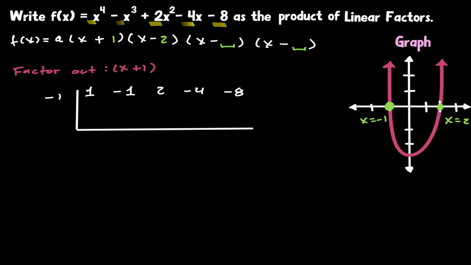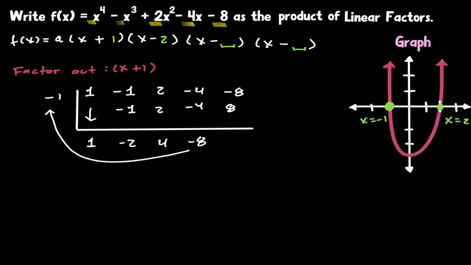Now let's perform synthetic division. Let's bring down the 1. Let's multiply by the outside number, which is -1. And let's combine our result, which is going to give us -2. Let's repeat the process. -2 times -1, that is +2. Let's combine them. That's going to give us 4. Let's repeat the process. Multiply by the outside number. 4 times -1 is -4. And when we combine them, that's -8. Let's repeat the process. -8 times -1 is +8. And when we combine them, that's equivalent to 0, which is good.